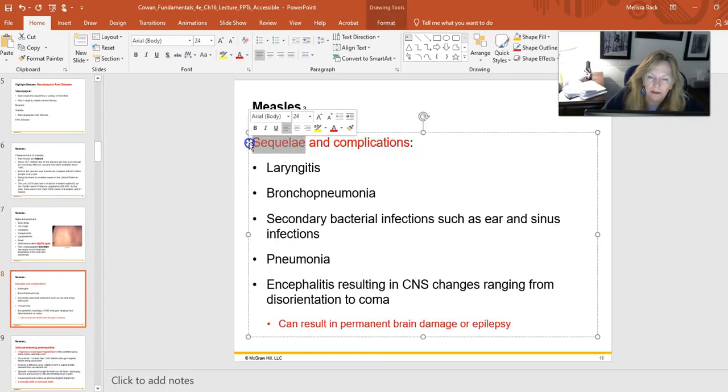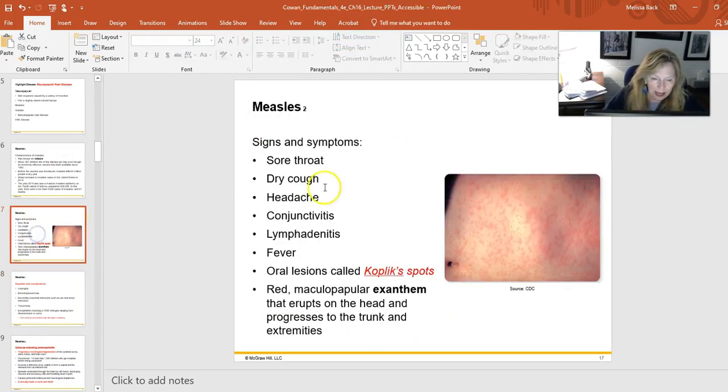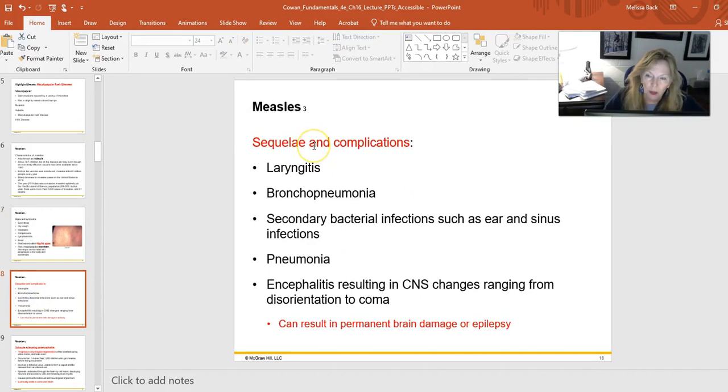Some sequelae, some things that can happen after measles. People can have all of this happening and the illness be self-limiting, but for some people that get measles, there will be sequelae, or sequential after effects, is what sequelae is referring to, and complications. It can go into pneumonia.